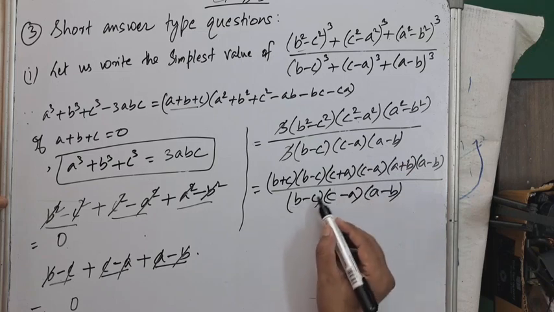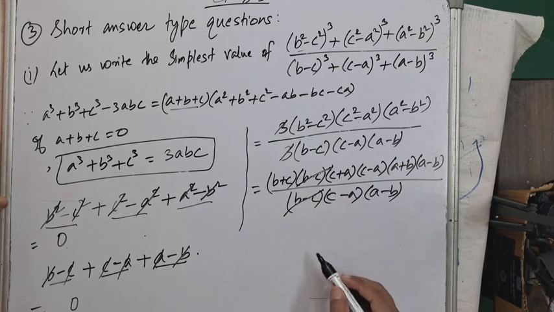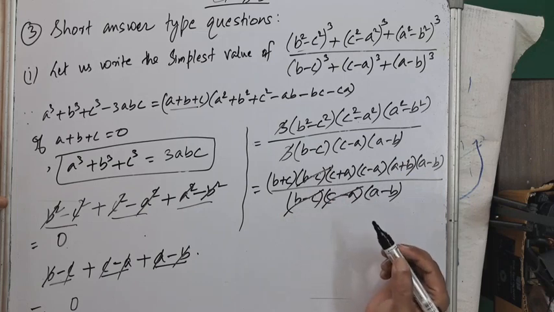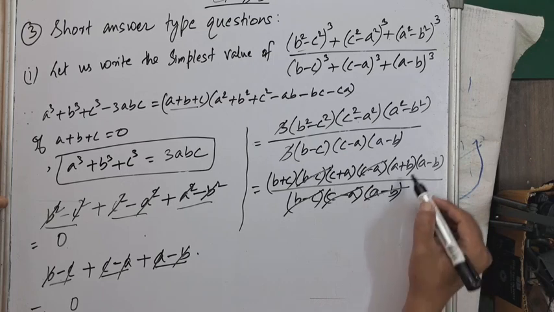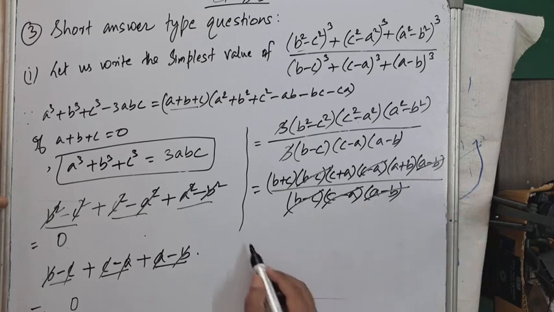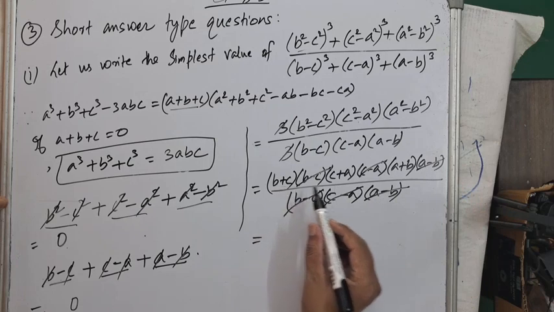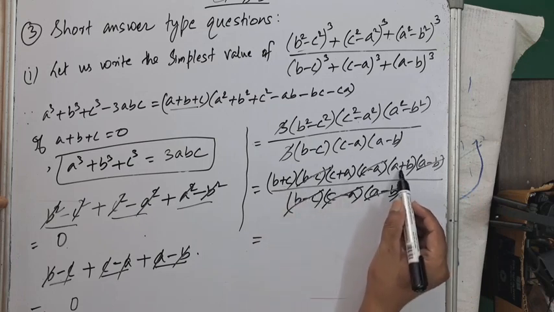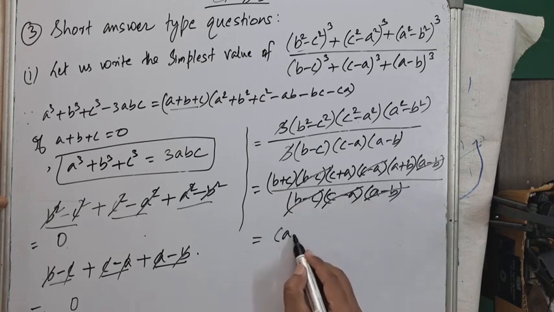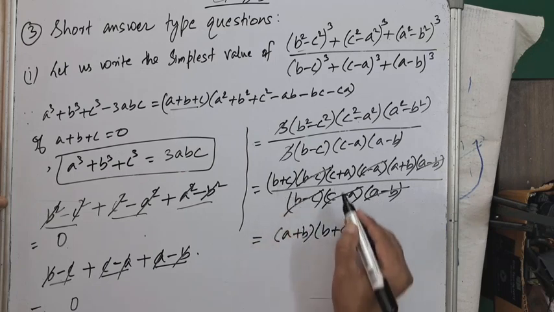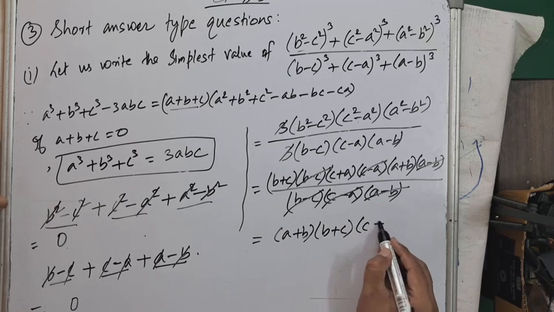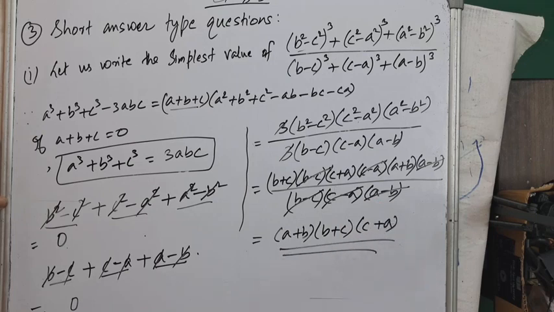So we have B minus C in the denominator and B minus C in the numerator. We cancel this. C minus A in the denominator, C minus A in the numerator, we cancel this also. A minus B in the denominator, A minus B in the numerator, we cancel this also. So we have B plus C into C plus A into A plus B, isn't it? So we write this first, A plus B, and then B plus C, and then C plus A. So this is the answer for question number 1.